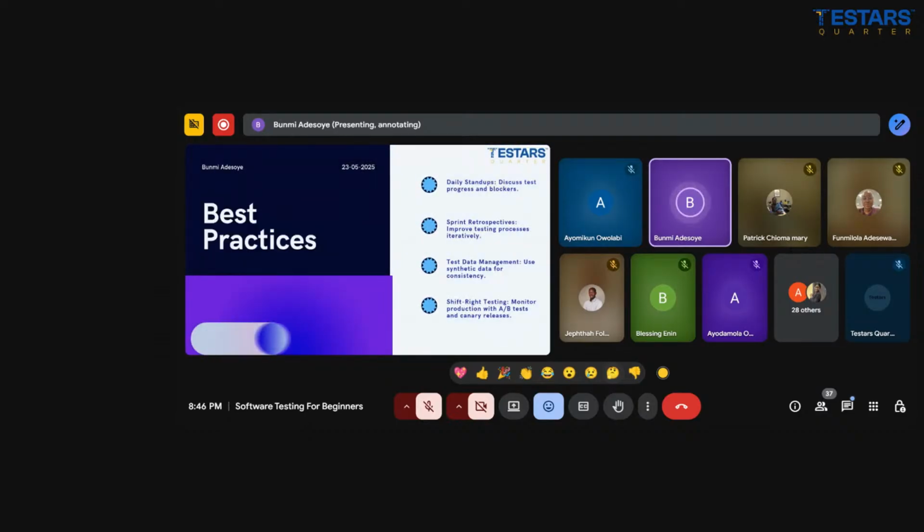Okay, these are some of the best practices that we can adopt under the Agile approach. One, the daily stand-ups. It's very important for us to have a daily stand-up because it helps us to discuss test progress and blockers. We have the sprint retrospective.